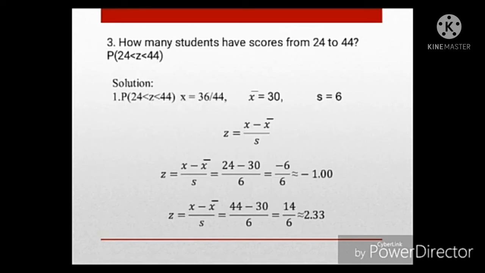Based on the first computed z, I will be locating negative 1.0 and 0.00 on the negative table for negative z scores, while on the second computed z, I will be locating 2.3 and 0.03 on the positive table for positive z scores.